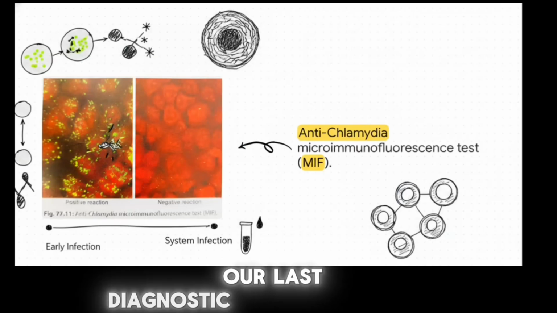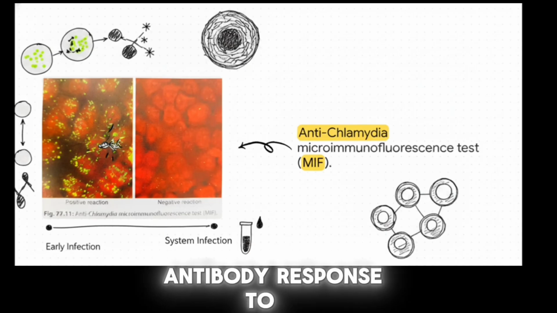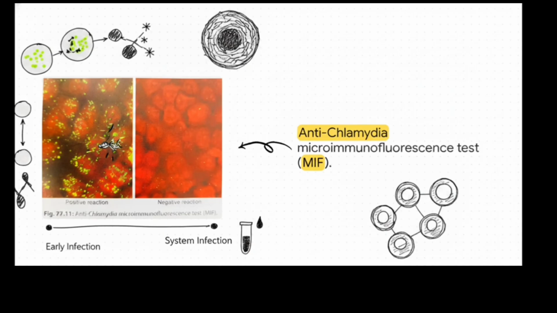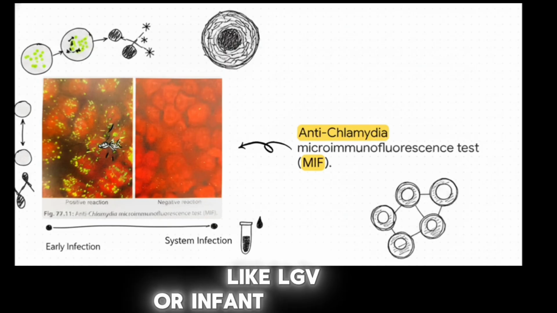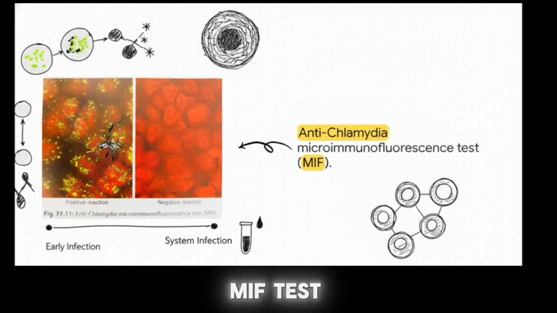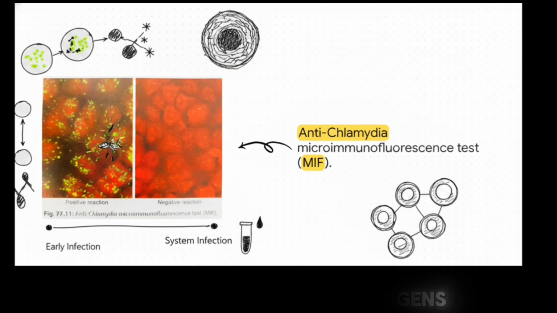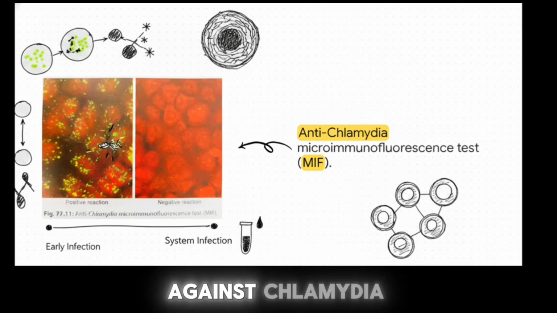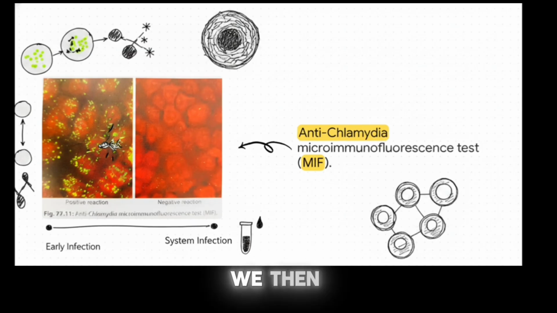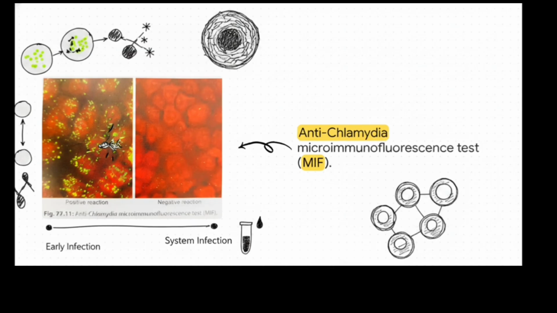Our last diagnostic tool is serology. Instead of looking for the bug itself, serology looks for the body's antibody response to it. This is mostly useful for systemic infections like LGV or infant pneumonia. Using the microimmunofluorescence, or MIF test, we can mix a patient's serum with serovar-specific MOMP antigens. If the patient has antibodies against chlamydia, they bind together. We then add a fluorescent tag, which gives us a bright, glowing positive reaction compared to a dark, empty negative one.